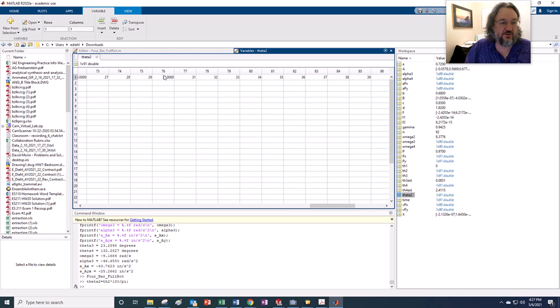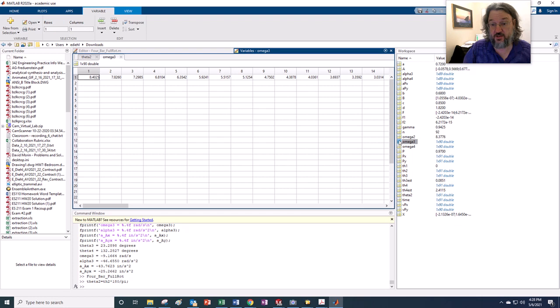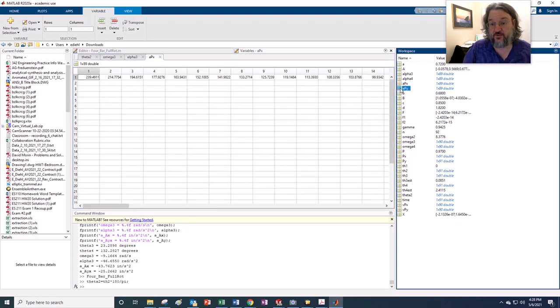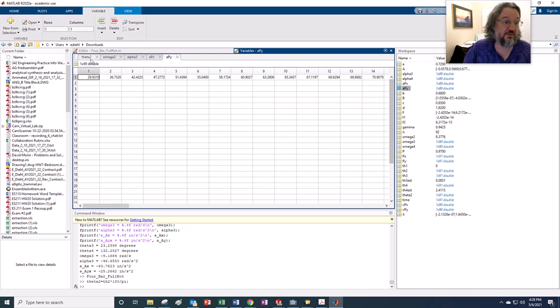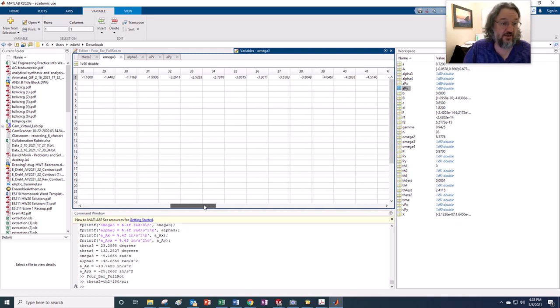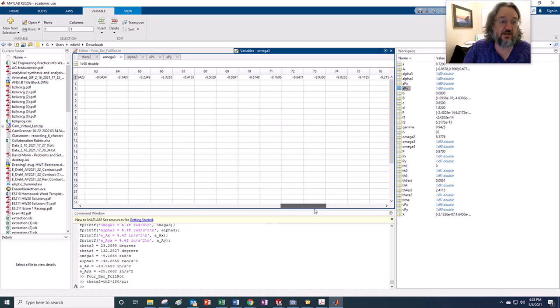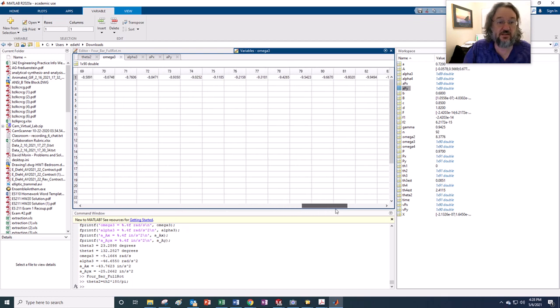That would be cell 76. So let me see, cell 76. I'm going to write that down so I can remember it. So we want to compare several things, just to double check that we're getting what we think we should be getting. Let's take a look at omega 3, alpha 3, and then the ultimate thing that we want to get, the APX right here. So omega 3 in cell 76, I had to look down and see what it was.